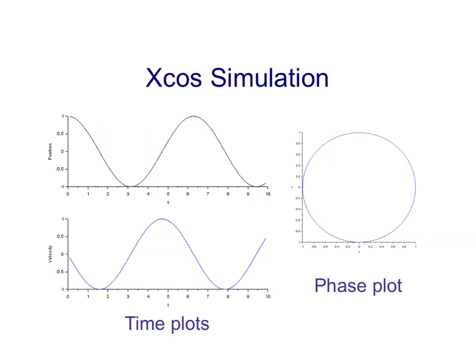As expected, the mass is going to oscillate with these behaviors here. We have the position plot, we have the velocity plot, and we have the phase plot, a parametric plot where time is the parameter, and we are plotting here the velocity with respect to the position.